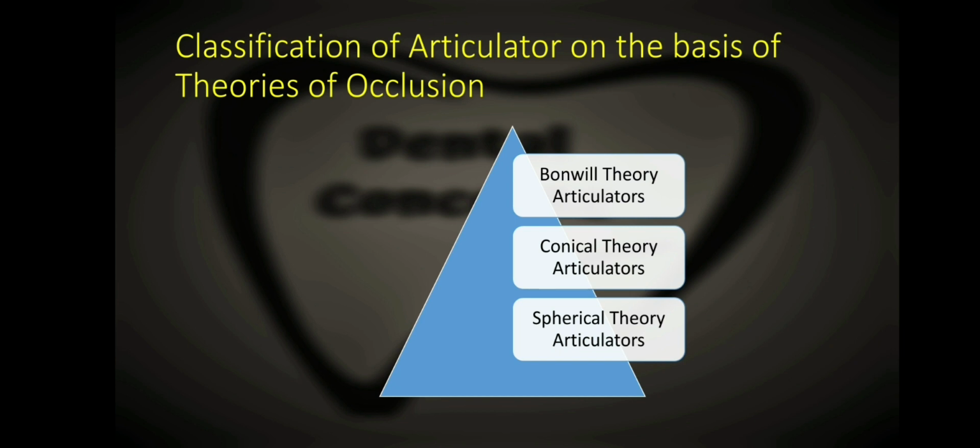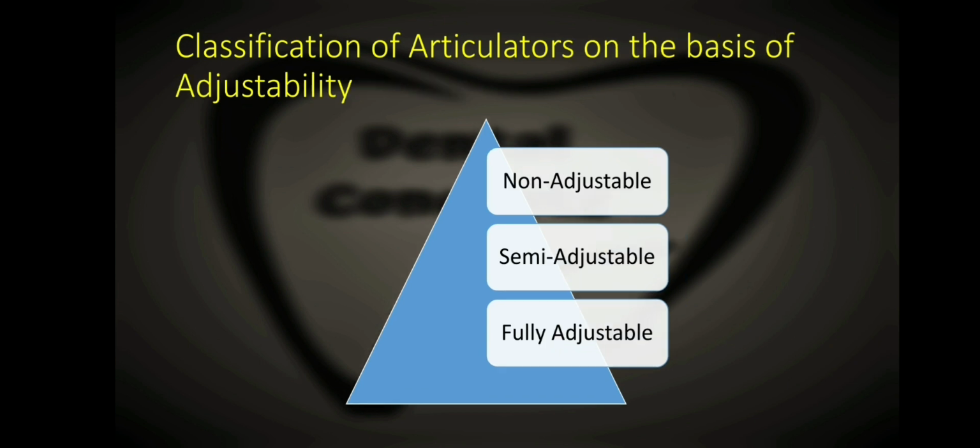Classification of articulators on the basis of theories of occlusion. Articulators can be classified into three types as Bonwill theory articulators, conical theory articulators and spherical theory articulators. On the basis of adjustability, articulators can be classified as non-adjustable articulators, semi-adjustable articulators and fully adjustable articulators.